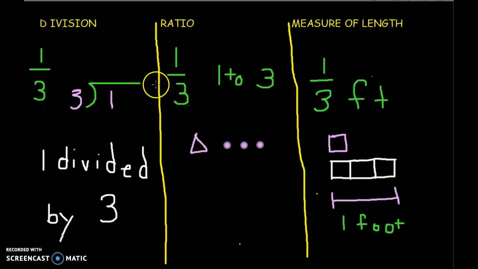We can actually look at it as 1 divided by 3 as division. As a ratio, 1, 2, 3, there's one triangle to 3 dots, and we can use it as a measure of length. This square is 1/3 of a foot of the whole rectangle, which is 1 foot. So there we have an extension on the meaning of fractions.